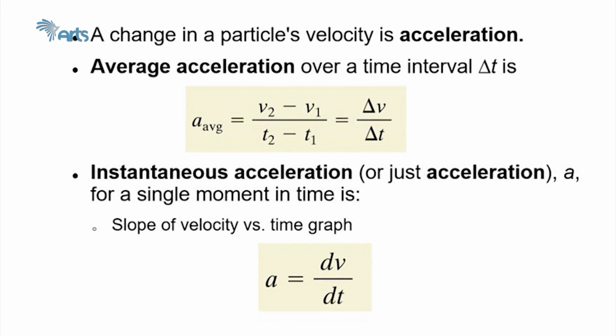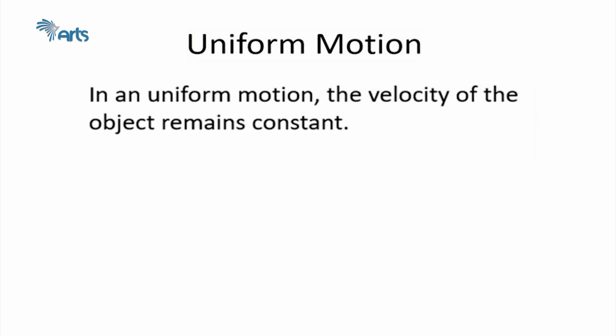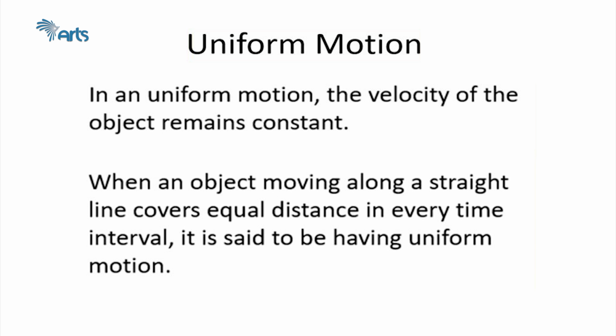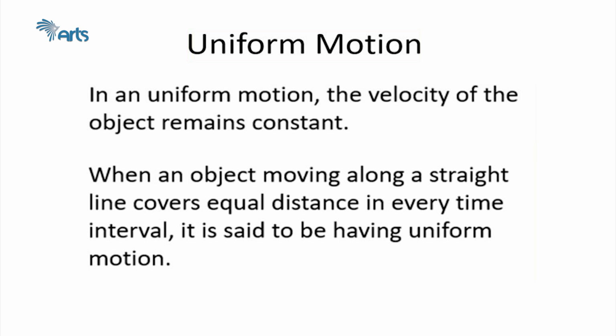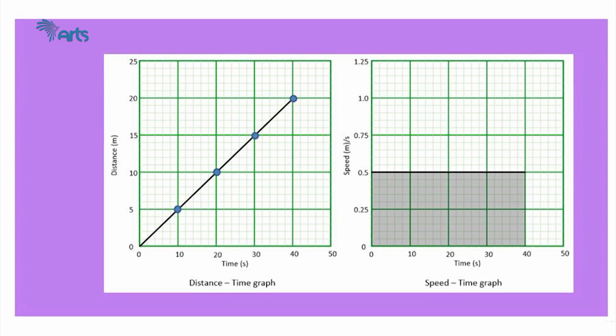So we can categorize motion into two: uniform motion and uniformly accelerated motion. In a uniform motion, the velocity of the object remains constant. When an object moving along a straight line covers equal distance in every time interval, then it is said to have uniform motion. As you can see on the screen, we have two graphs which show this uniform motion of an object.